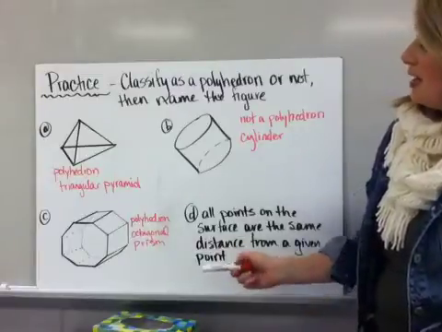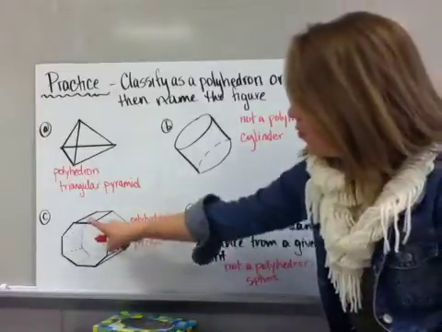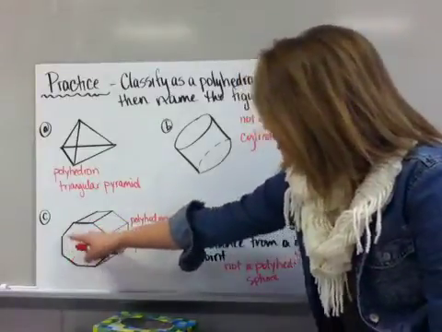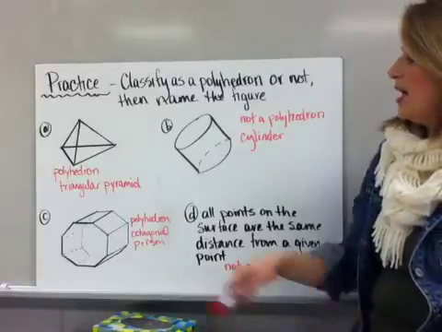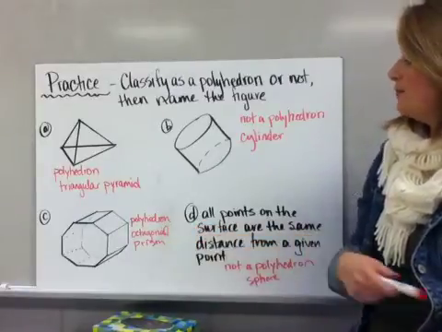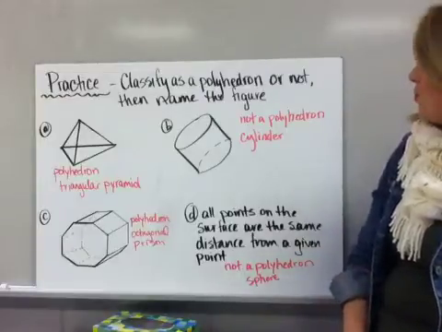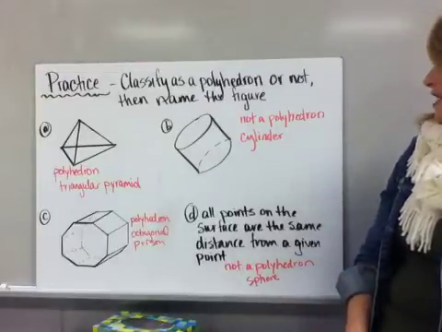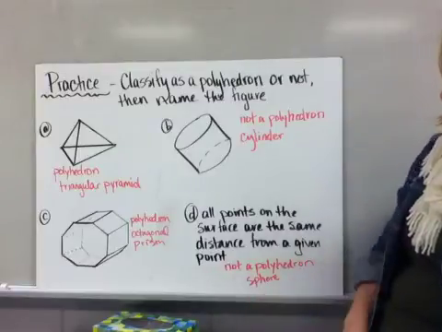Part C, it is a polyhedron. All of those faces are polygons. The bases, I had to count 1, 2, 3, 4, 5, 6, 7, 8. It has 8 sides, so it is an octagonal base, making it an octagonal prism. And D, I gave a description instead of a picture. All points on the surface are the same distance from a given point, and that is a sphere, and a sphere is not a polyhedron.